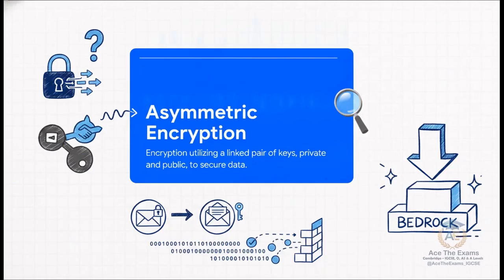Before we dive deep into the exam strategy, let's just ground ourselves in the core mechanics of Section 1.3. Asymmetric encryption utilizes a mathematically linked pair of keys, one private and one public, to secure data. Think of it like a highly specific padlock and a unique key. Data locked or encrypted by one can literally only be unlocked or decrypted by the other.